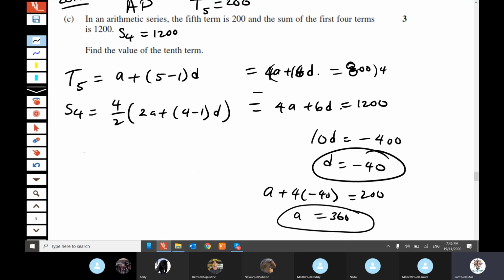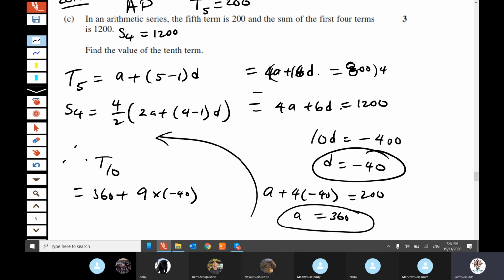Find the value of the 10th term. Therefore, T10 equals a plus (n minus 1) times d. 9 times 4 is 360. It's a nice, simple number of 0.